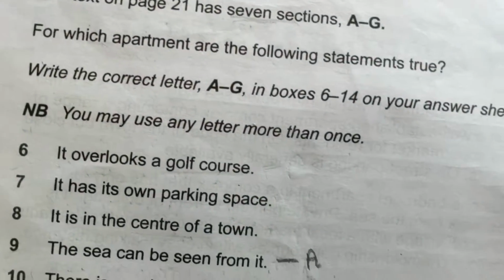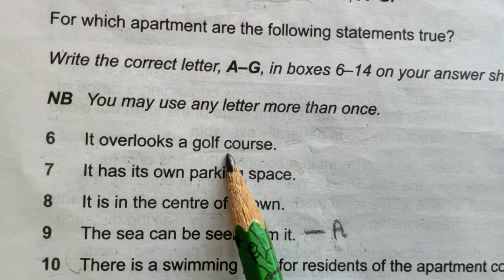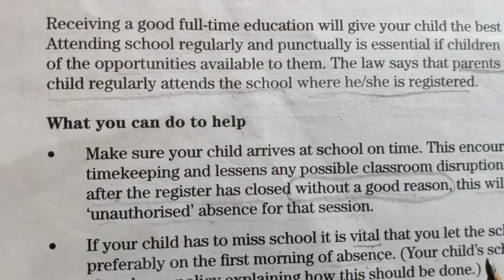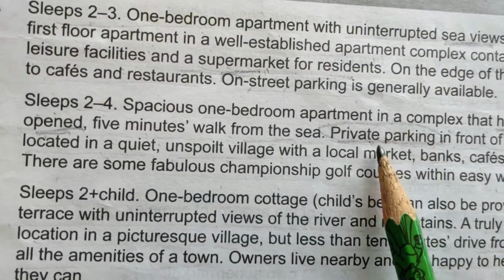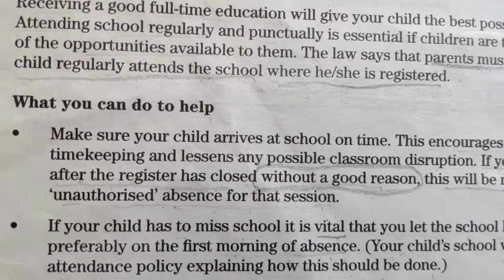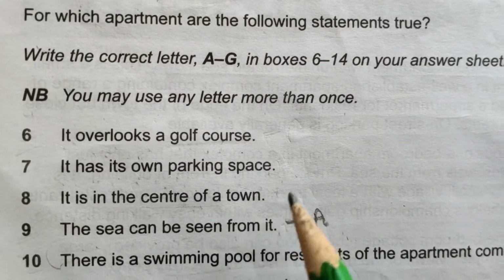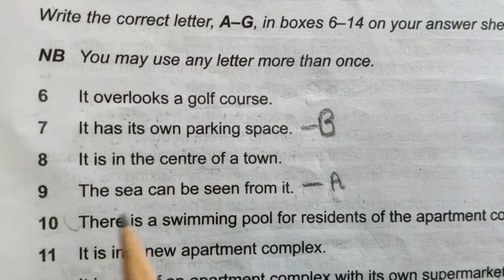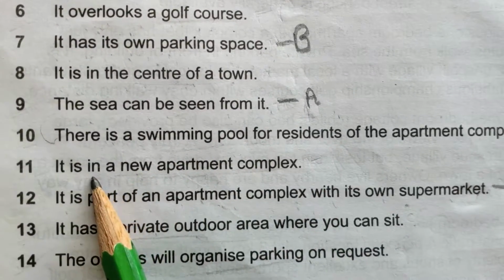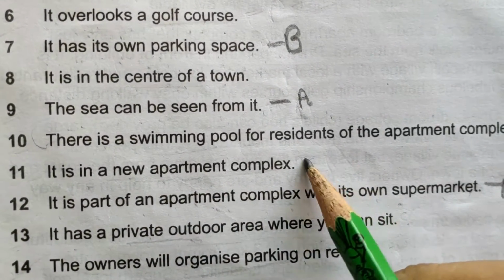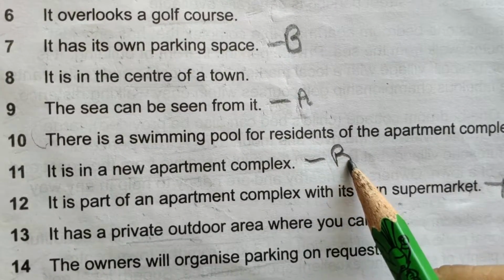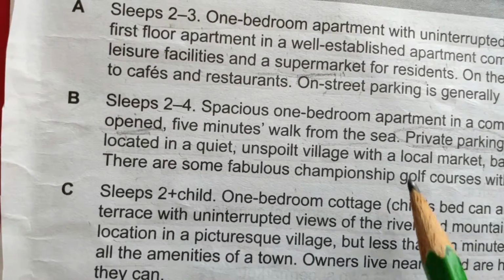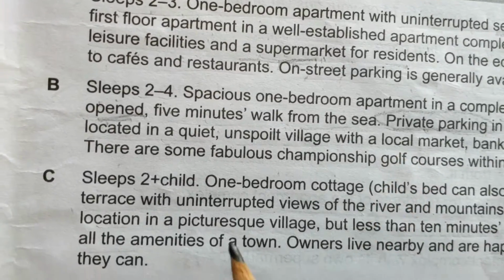Okay, let's look for the options. It overlooks a golf course. No, it has its own parking space. Yes, they have given it very clearly: private parking in front of the building. Yes, it has. So B will come here. It is in the center of a town. The sea can be seen. There is a swimming pool. It is a new apartment complex. Yes, I told you it is a new apartment complex. Yes, we have got two questions from one paragraph. Wow, good.